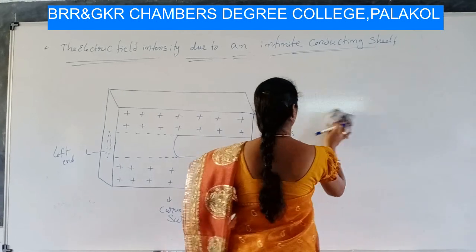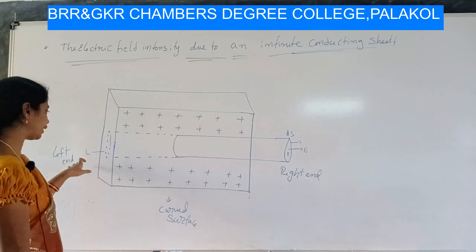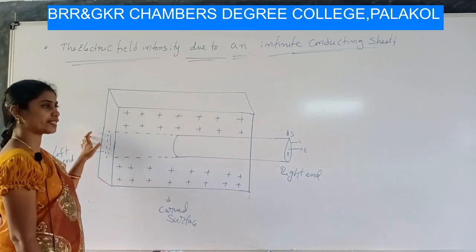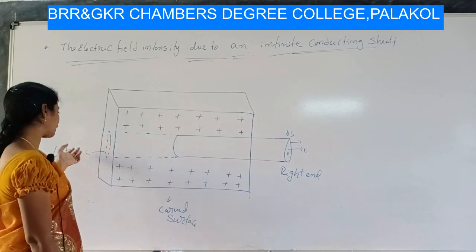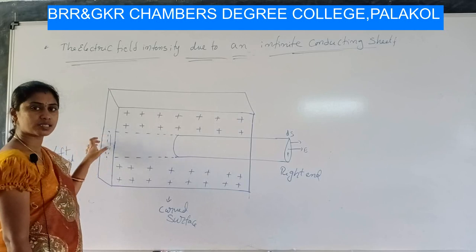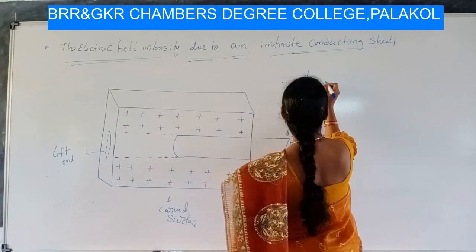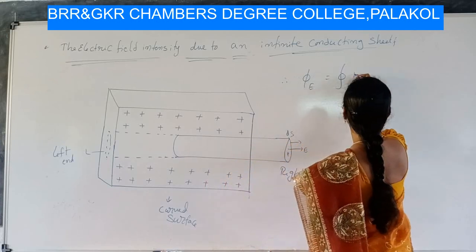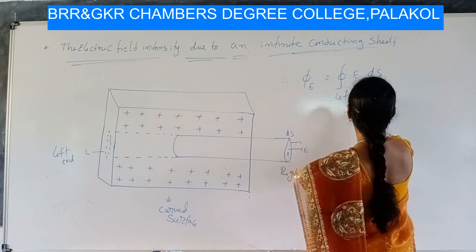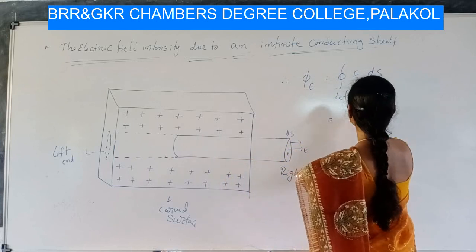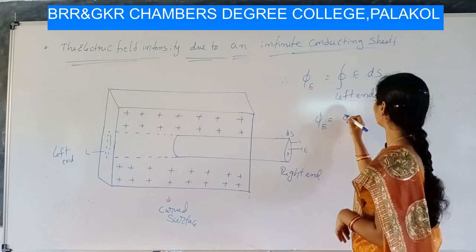Here the left end is at infinite condition. At the infinite condition, the electric field does not exist, hence the electric flux is also 0. Therefore, phi is equal to the closed integral of E dot ds over the left end, and since the field tends to zero, the flux automatically becomes 0.